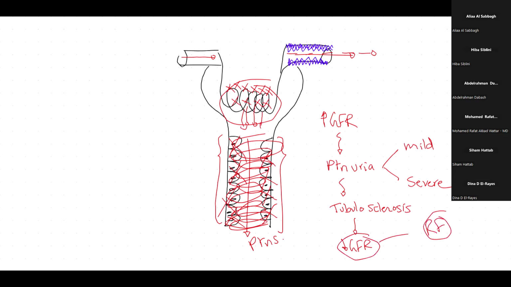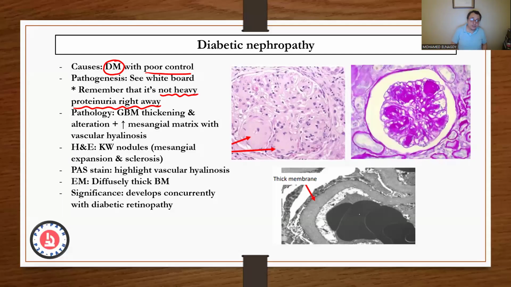Okay, that's the pathogenesis of diabetic nephropathy. And that's why you need to remember that the proteinuria doesn't start as heavy from the beginning. Okay, so let's go back to our presentation. So here is the pathogenesis. I already explained the pathogenesis of diabetic nephropathy, and you know that it doesn't start as heavy proteinuria from the beginning.